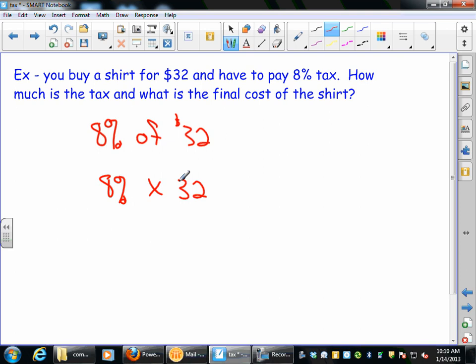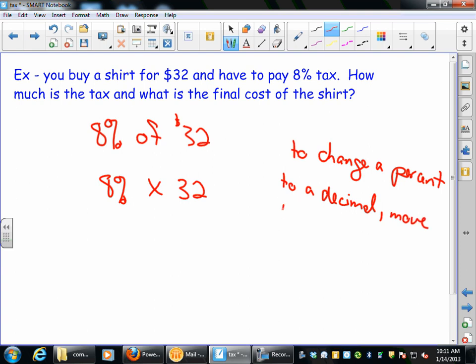Now, the one thing that you have to be careful of is that 8%, in order for us to be able to multiply with that, we have to change it to a decimal. So to change a percent to a decimal, make sure you're writing this down. To change a percent to a decimal, move the decimal two places to the left.